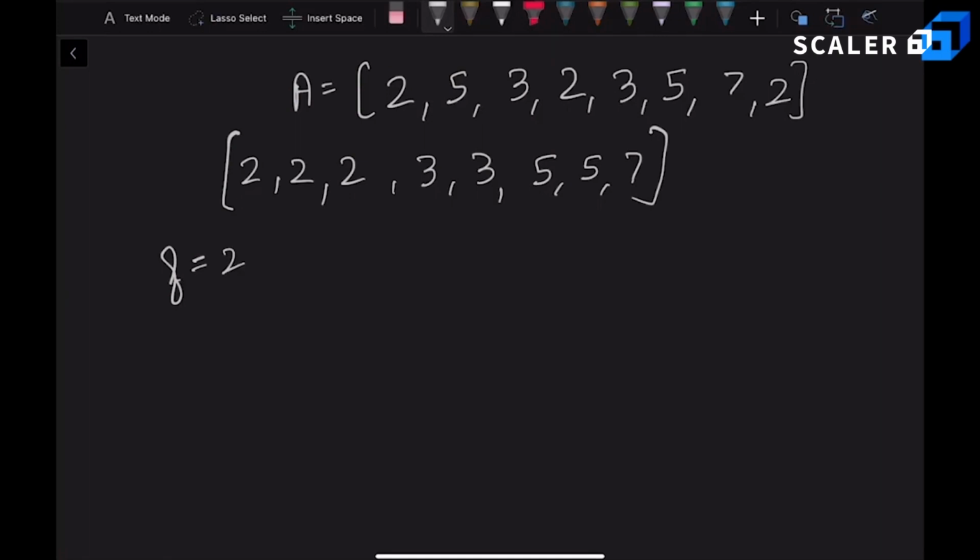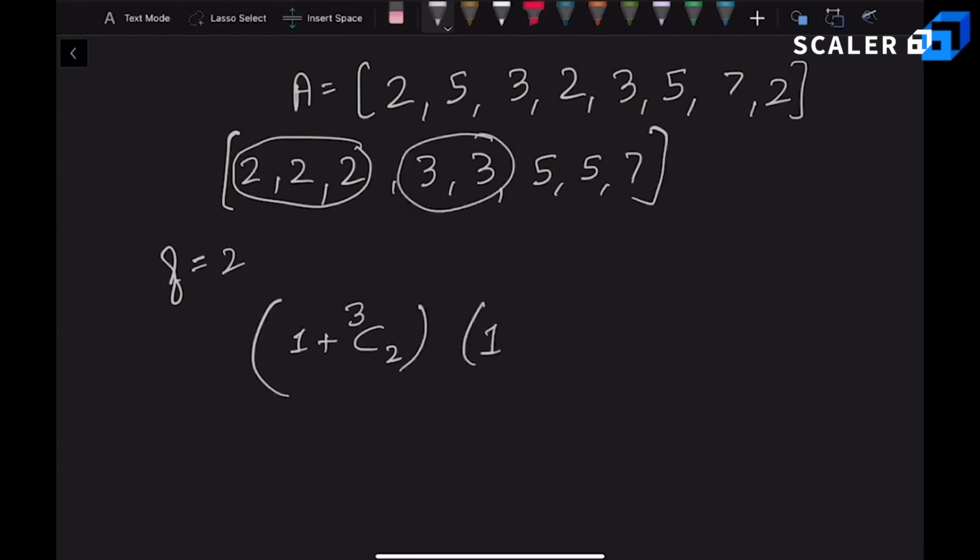So consider the element 2. There are 3C2 ways to select 2 elements whose value is 2. But we can also ignore the element 2. So there is one way to actually ignore them. And if we want to take it, there are 3C2 ways. Similarly, consider 3. There is one way to ignore it, that is to discard the elements 3.